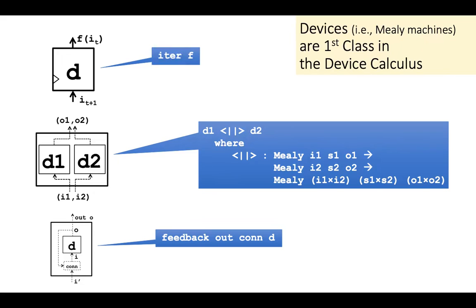So for example, you have an operator like a parallelism operator that says, if you give me D1 and D2 that are both devices, aka Mealy machines, then here's a way that I can set them next to each other so that they execute in parallel. And there are some other operators that we define. We won't go into them in any detail in this talk. There isn't time, but there's more information in the paper. So anyhow, this is the device calculus. It's a lambda calculus in which devices are first class.